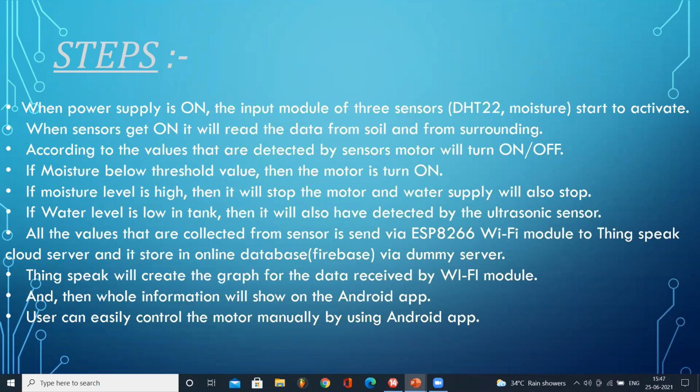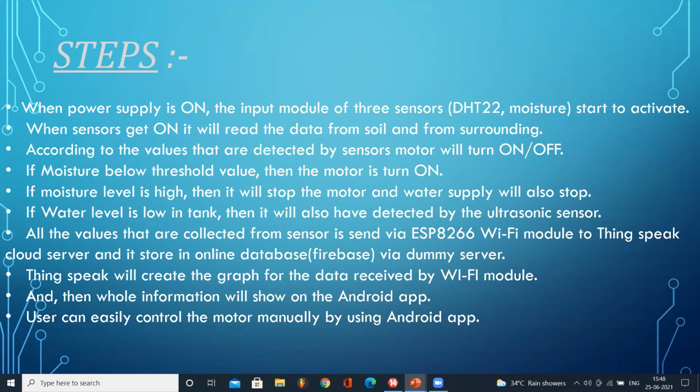If moisture is below the threshold, then the motor is turned on. If the moisture level is high, then it will stop the motor and the water supply will also stop. The water will not flow to the plants. If the water level is low in the tank, it will also be detected by the ultrasonic sensor. All the values collected from the sensors are sent via the ESP8266 Wi-Fi module to the ThingSpeak cloud server, and stored in an online database via a dummy server.